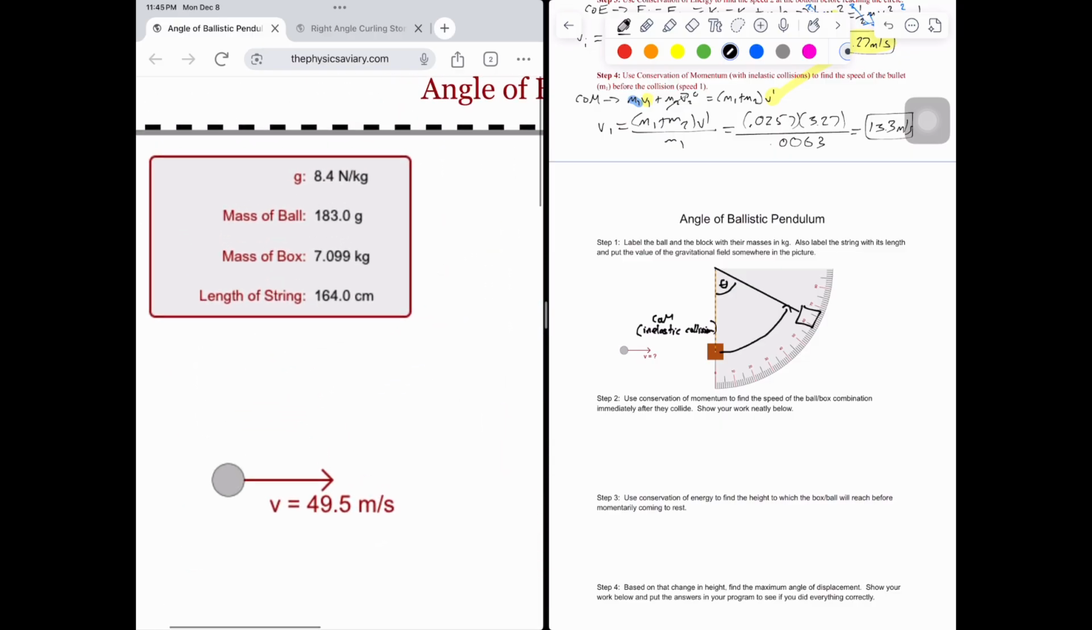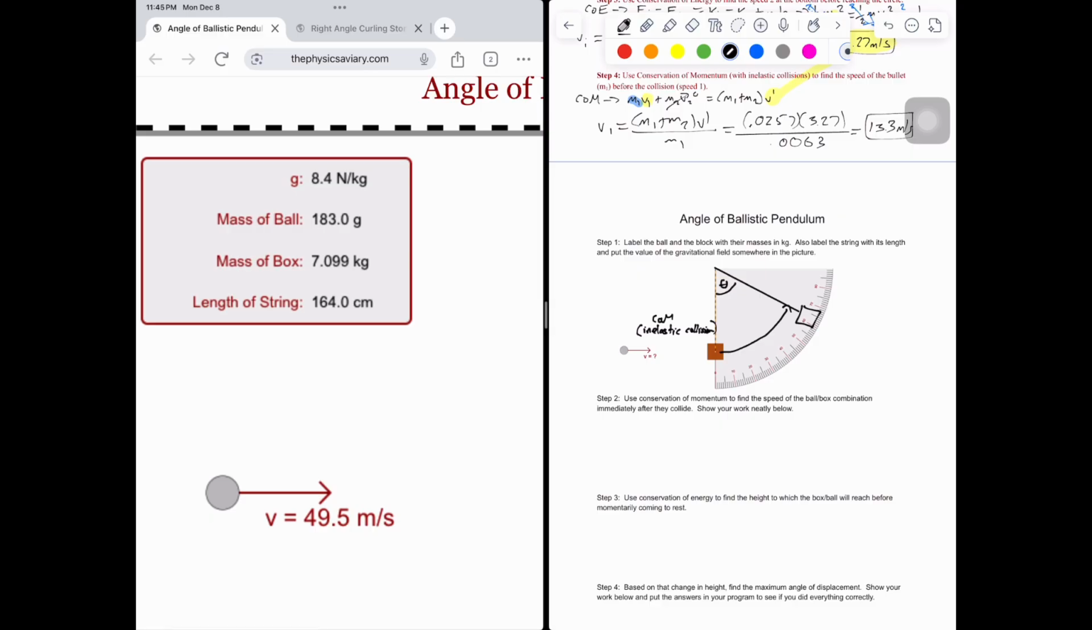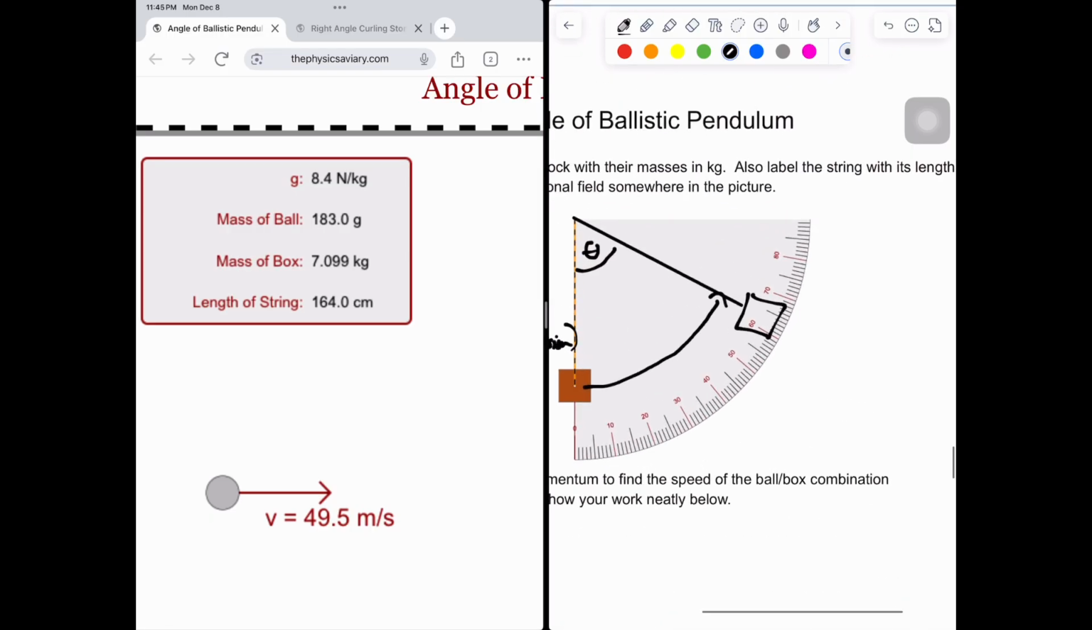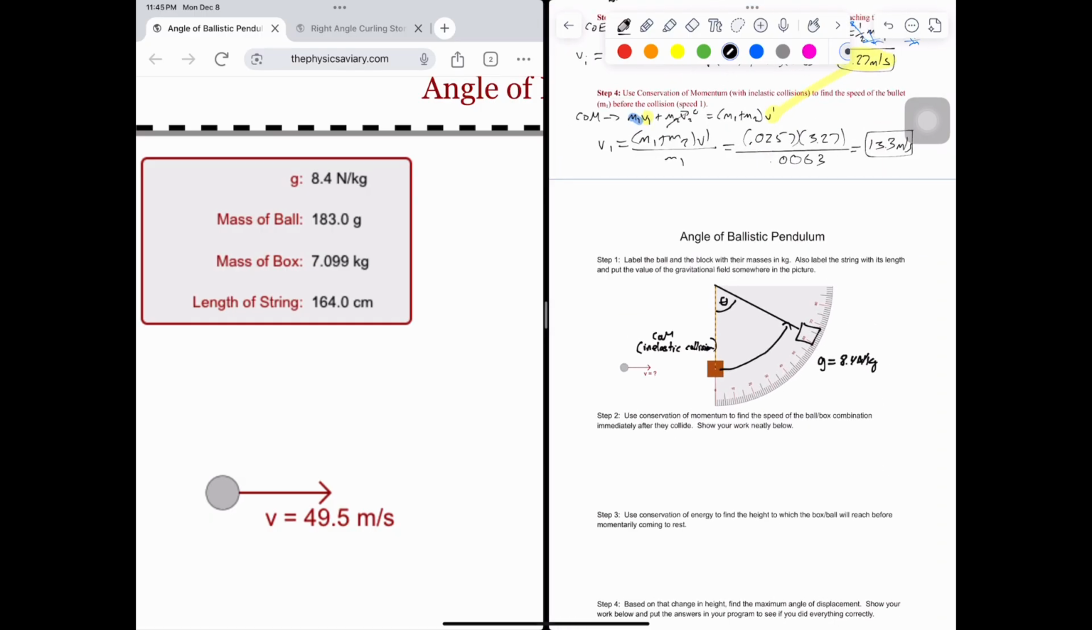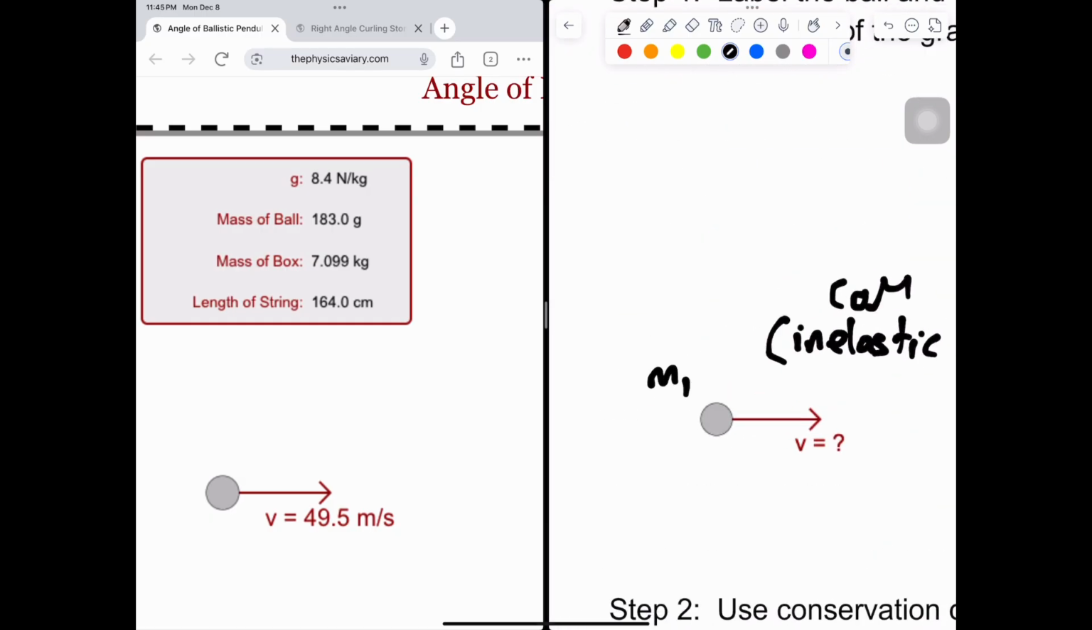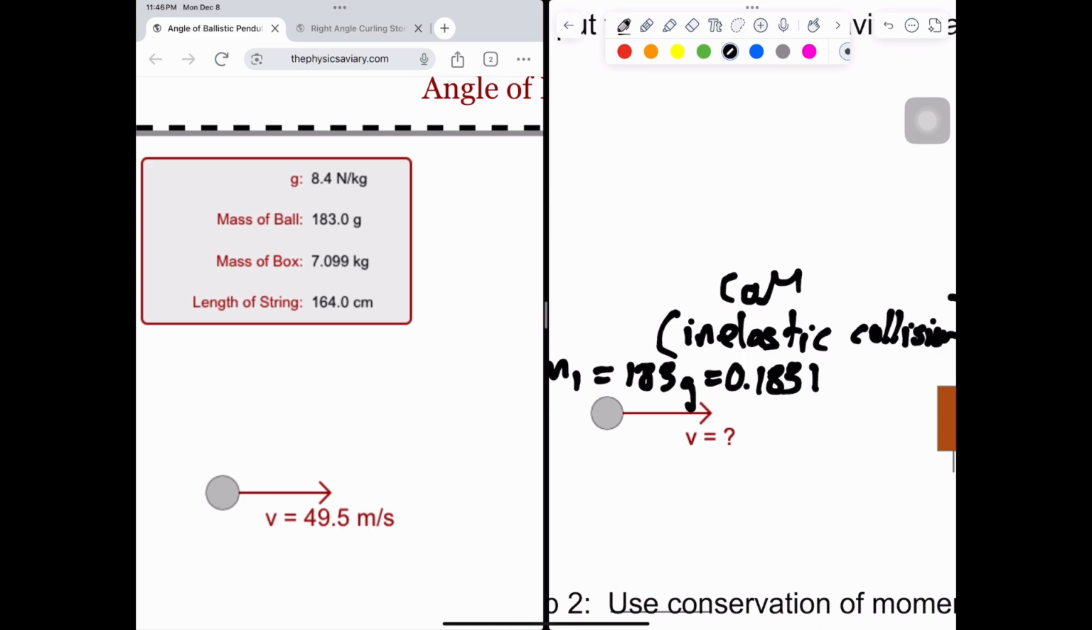Okay, now the first thing I would be aware of is, you're given the gravitational field. In my case it's 8.4. Don't assume it's going to be 9.8. It's not always. I'm given the mass of the ball, which I'm going to call mass 1. That's 183 grams, which is 0.183 kilograms.